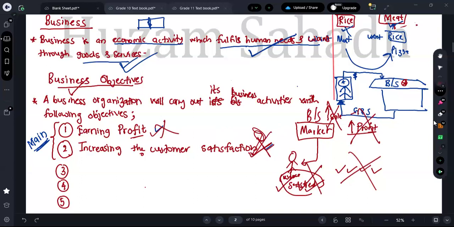If the business is not increasing its customer satisfaction, what will happen? The business will not be able to achieve any of its other objectives. Therefore, we consider that earning profit and increasing customer satisfaction are the main objectives of the business organization, with the reason of what? In order to achieve the first objective, definitely our second objective is a key thing there. Are you all okay? Why are we considering the first two things as our main objectives?